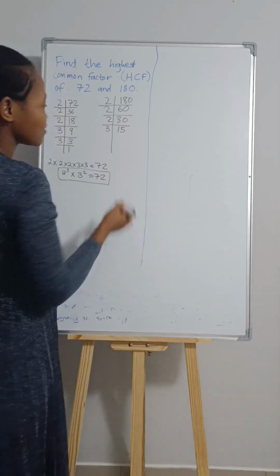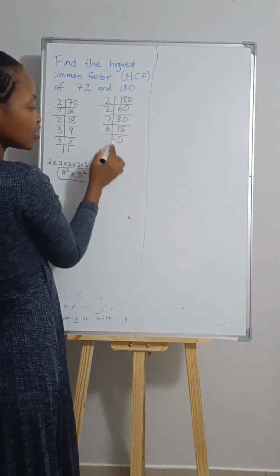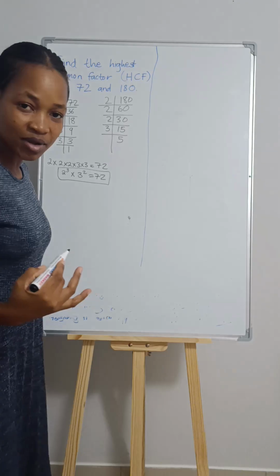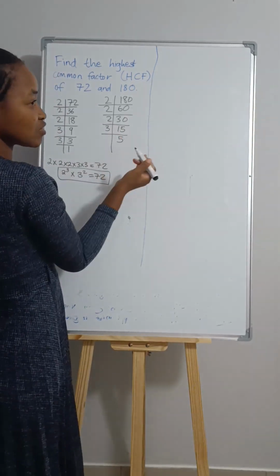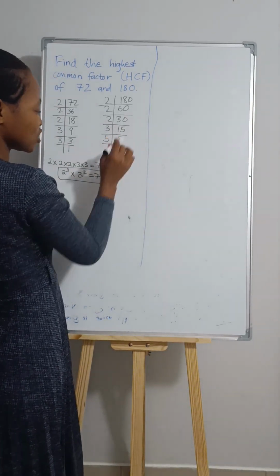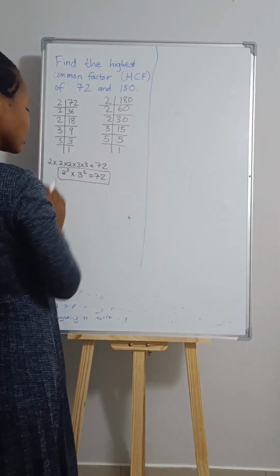3 into 45 gives us 15. 3 into 15 gives us 5. Can 3 go into 5? No, it can't. So we move on to the next prime number, which is 5, because it is a factor of 5. So 5, and then how many times? Once. So now we are done.